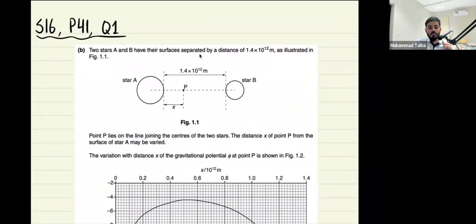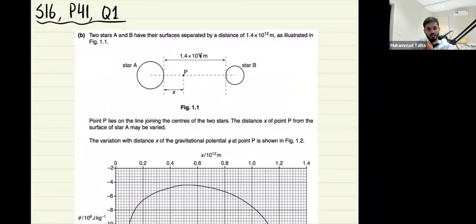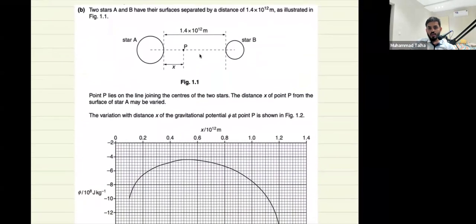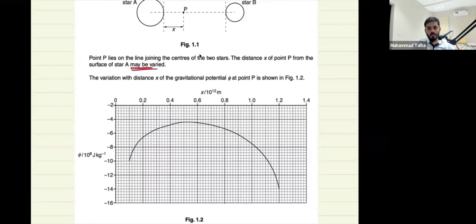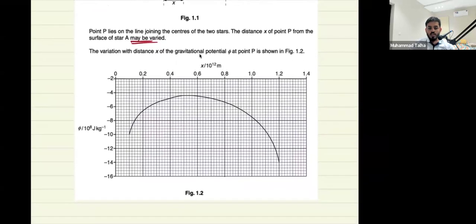So two stars A and B have their surfaces separated by a distance of this much, illustrated in 1.1. Point P lies on the line joining the centers of the stars. Distance x of point P from the surface of A may be varied. Variation with distance x of the gravitational potential at point P is shown. So you see you have a graph of phi, which is in 10 to the 8, versus x, which is in 10 to the 12, right?